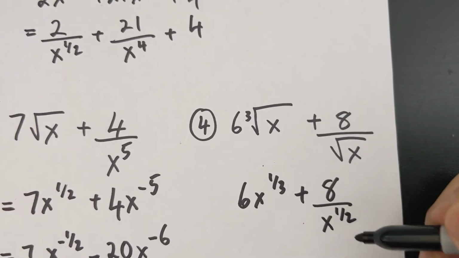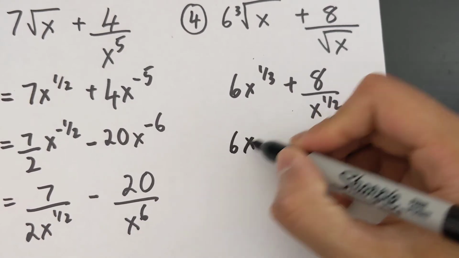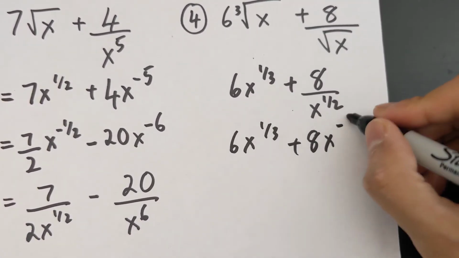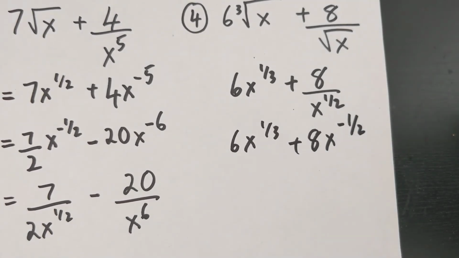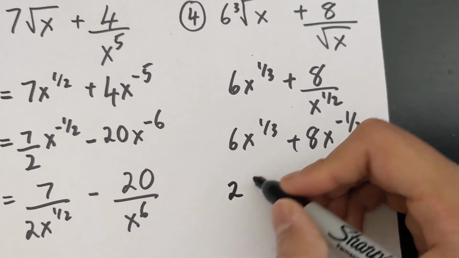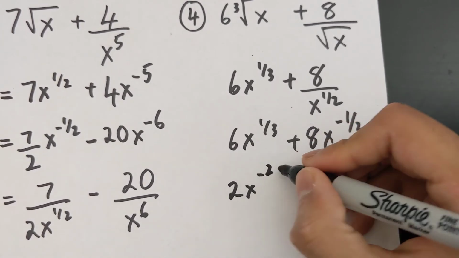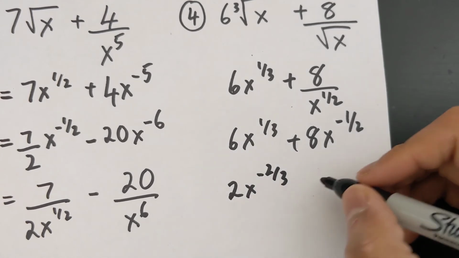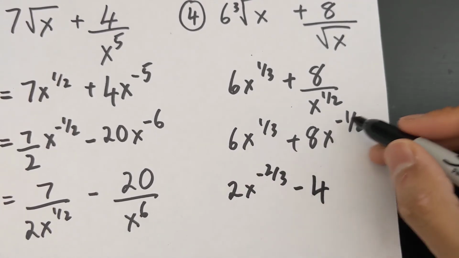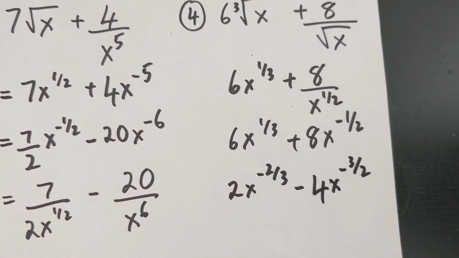But you're still not allowed x's in the bottom when you derive. So I'm going to move that to the top. It's going to become 8x to the power of negative half, and now I can derive this. If I multiply 1 over 3 times 6, I get 2. And 1 over 3 minus 1 is negative 2 over 3. Negative half times 8 is negative 4. Negative half minus 1 is negative 3 over 2.